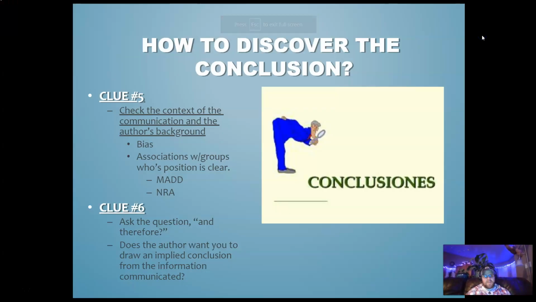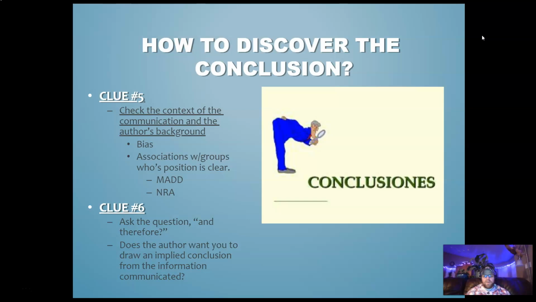You might check the context of the communication or author's background. What is it that they're responding to? Anytime that something big politically happens, people make these statements. With issues of COVID, there are a lot of reactions that people make. If something big happens in our community, people react to that. And that oftentimes can help you find conclusions of what people are looking for.